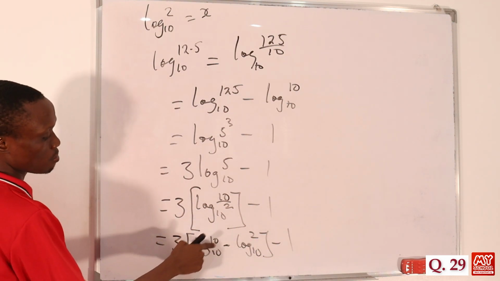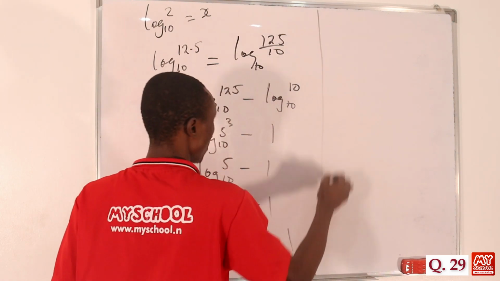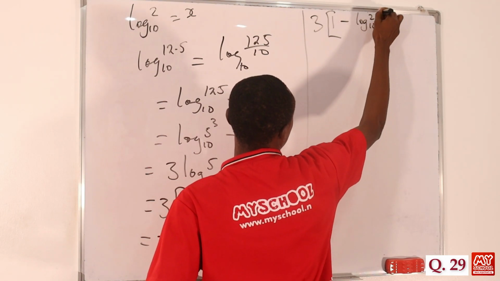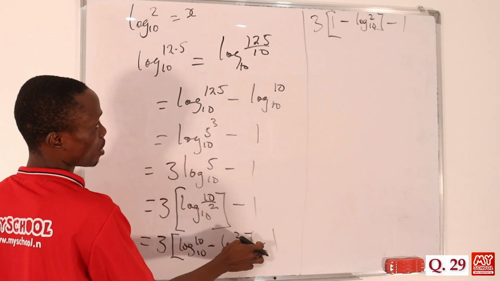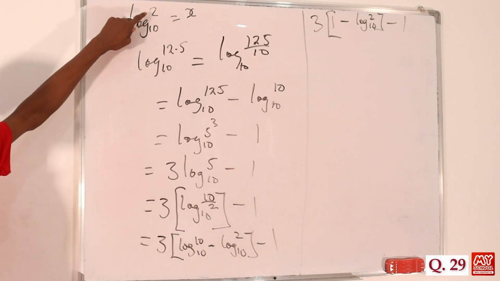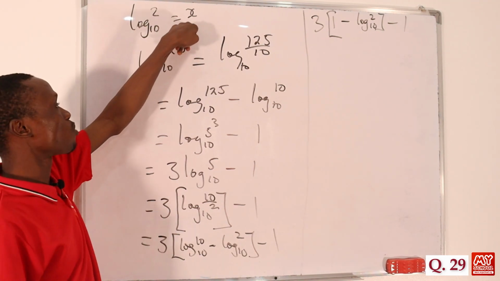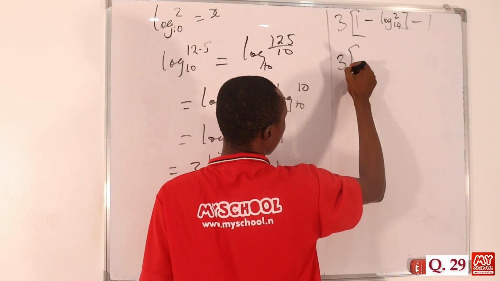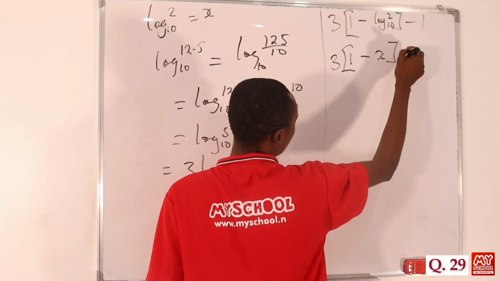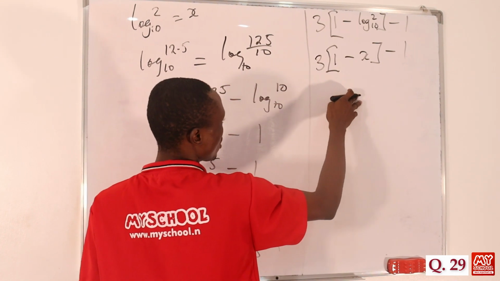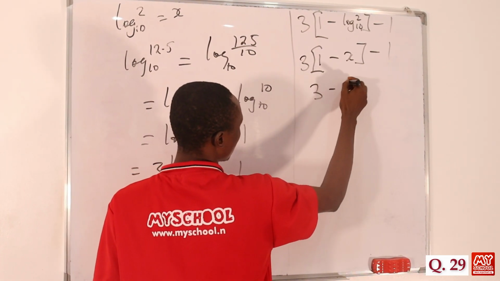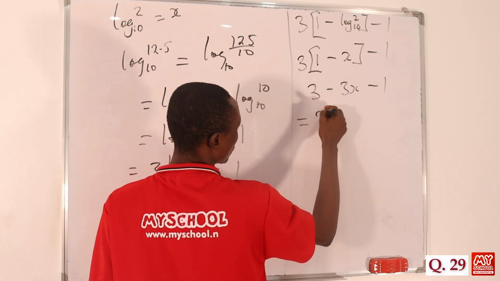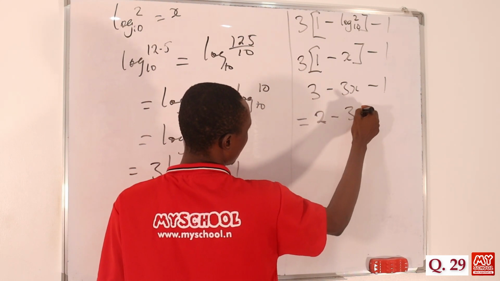But remember that log 10 base 10 is equal to 1. So here we'll have 3, bracket open, 1 minus log 2 base 10, then minus 1. We are told that log 2 base 10 is equal to x, so anywhere we see log 2 base 10, we replace it with x. So we have 3, bracket open, 1 minus x, bracket close, minus 1. Opening up this bracket, we have 3 minus 3x, then minus 1. 3 minus 1 is equal to 2, so we have 2 minus 3x.